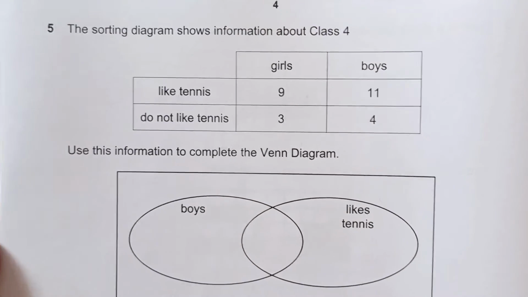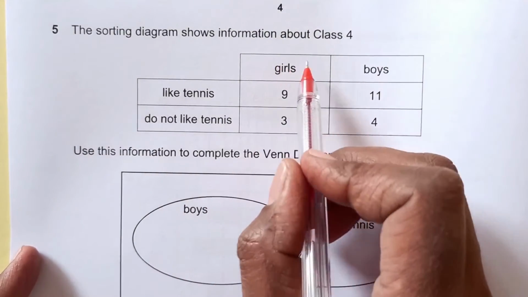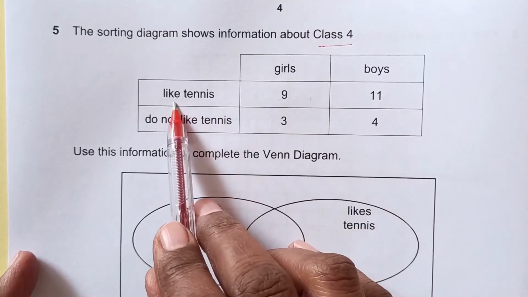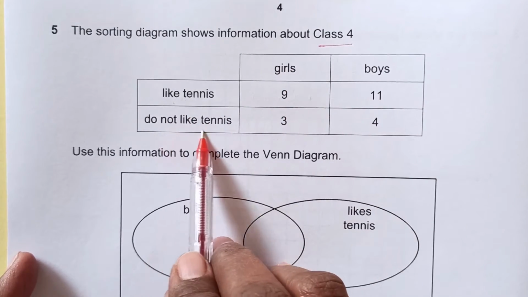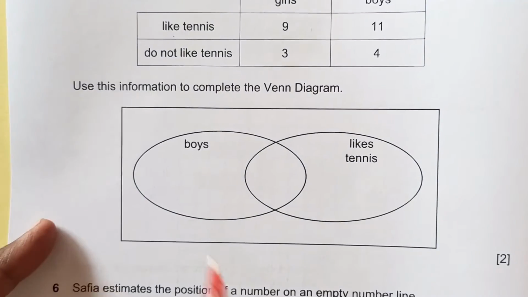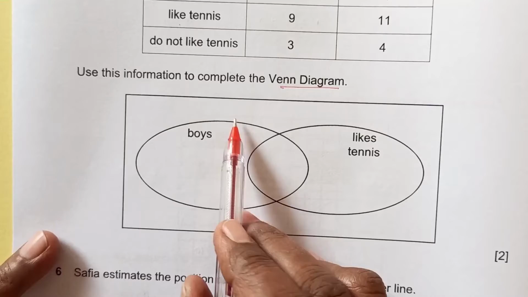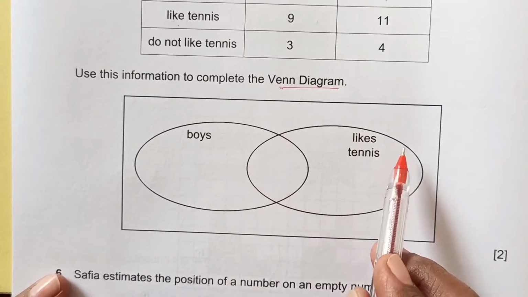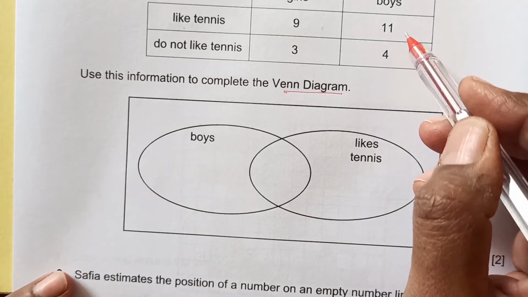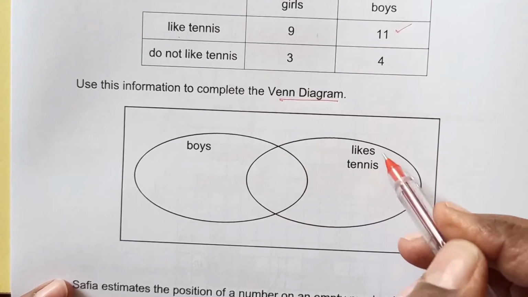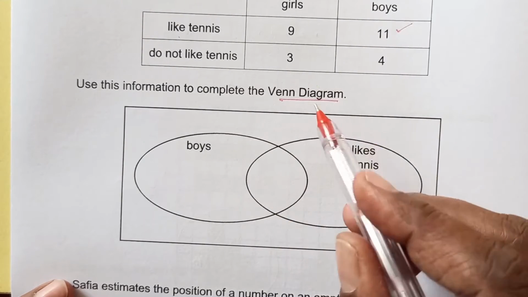Number 5, the sorting diagram shows information about class 4. Here we have girls, boys. They like tennis in this way, do not like tennis is here. So use this information to complete the Venn diagram. So we have here boys and those who like tennis. How many boys do we have? We have 11 boys, right? Those who like tennis, how many of them like tennis?